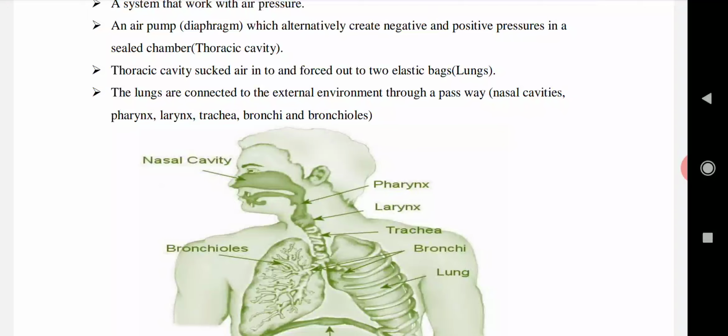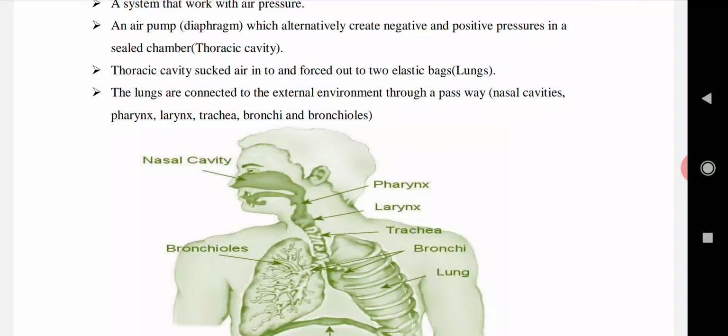Then another term is the thoracic cavity. The thoracic cavity is the chest cavity. It is the second largest hollow space of the body. It is enclosed by the ribs, vertebral column, etc. That is all about positive pressure, negative pressure and the thoracic cavity.